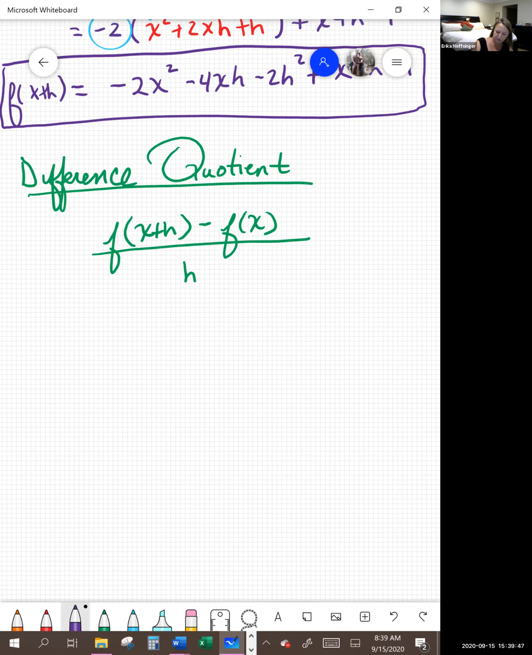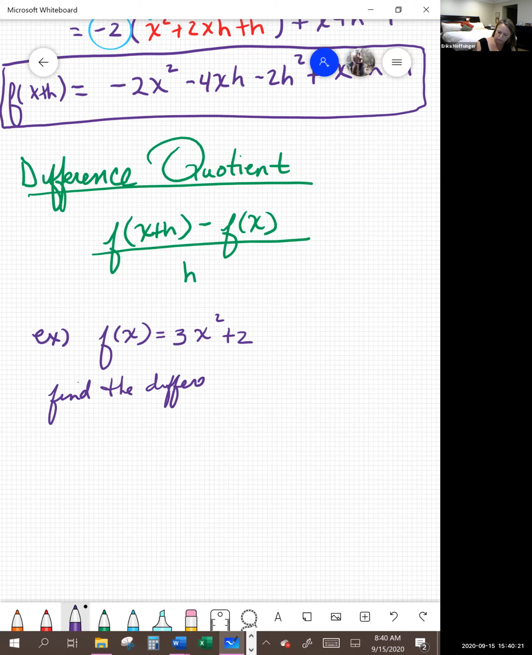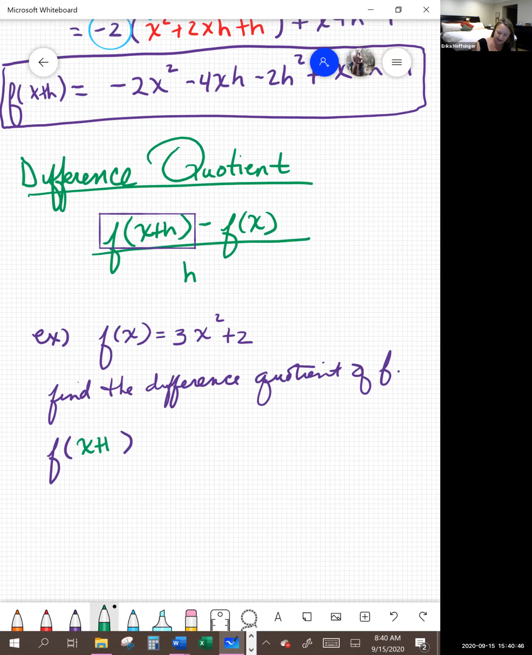Okay, so let's use the difference quotient. Let's say we have f of x is given to us to be 3x squared plus 2. And we want to find the difference quotient of f. If it helps you, do it in pieces and then put it together. So we could, if we wanted to, look at this first piece and figure out what is this f of x plus h. So if I go in and I plug in x plus h wherever I see an x in my function.